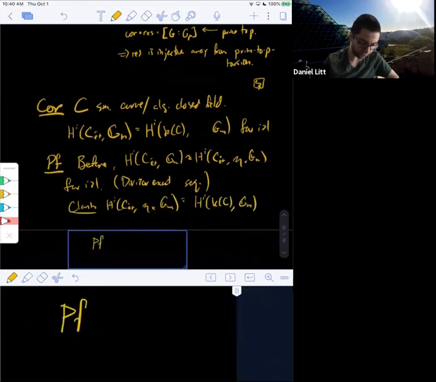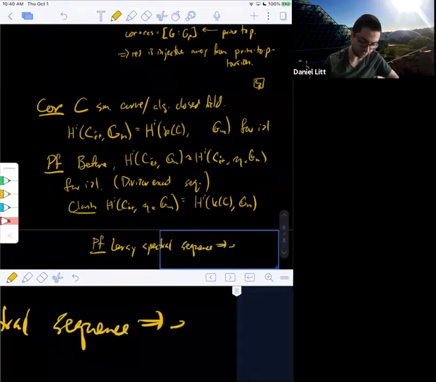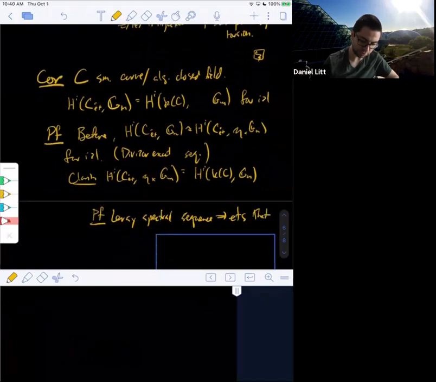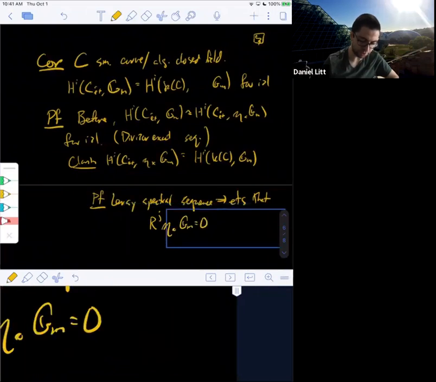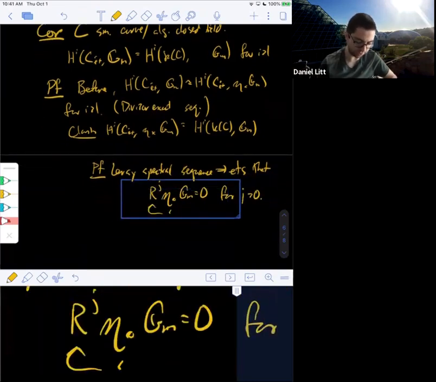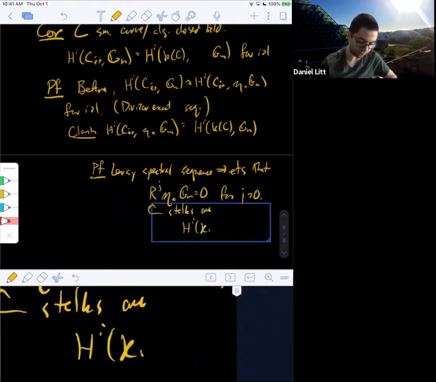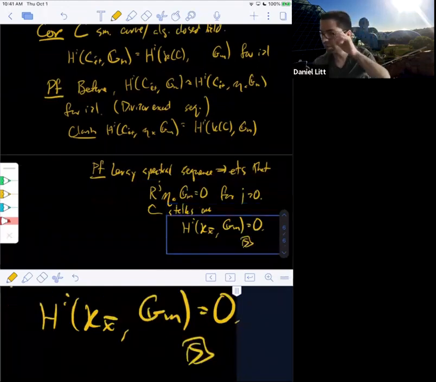Okay, and the proof of this claim is the Leray spectral sequence. It implies that it's enough to show that R^j eta lower star of G_m equals 0 for j bigger than 0. So we talked about this when we talked about the Leray spectral sequence, but the stalks of this are the cohomology of a strictly Henselian DVR with coefficients in G_m, which we just showed is 0, modulo Lang's thesis. Great. Are there any questions about that?